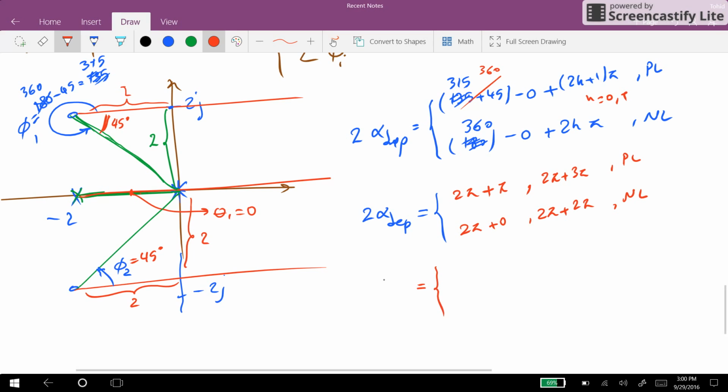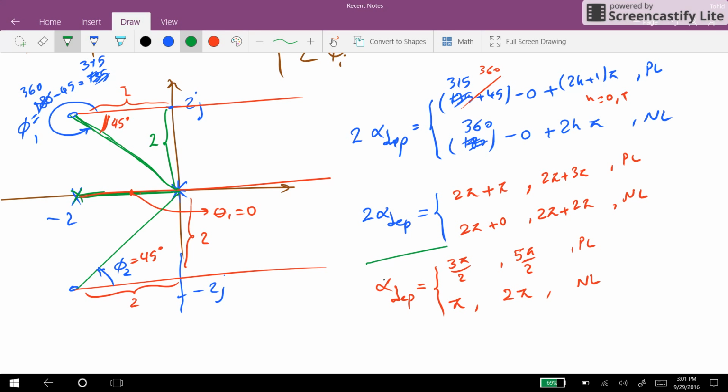And finally, we will have 3 pi over 2 and 5 pi over 2 for the positive locus. We will have pi and 2 pi for the negative locus. So these are the departure angles.